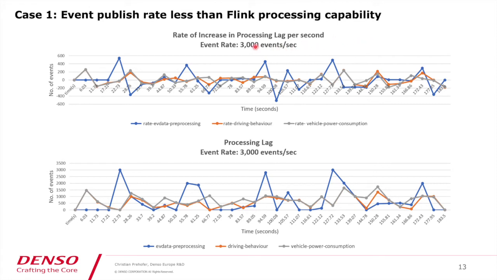The first graph shows you the rate of increase in processing lag per second, meaning how much processing lag is accumulating or changing per second in our system. And the below graph shows you the actual processing lag value for each time interval. In this case, you can see that the change in processing lag is near zero over the whole period of time, and the processing lag in the system is also near zero over the period of time.